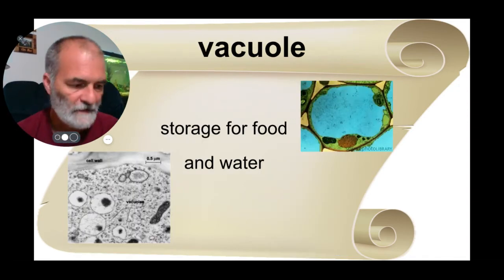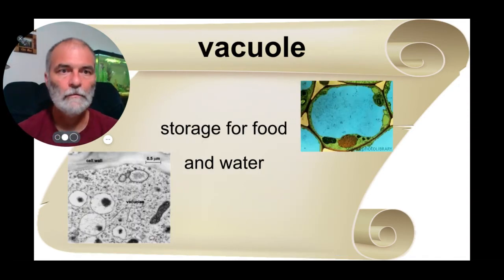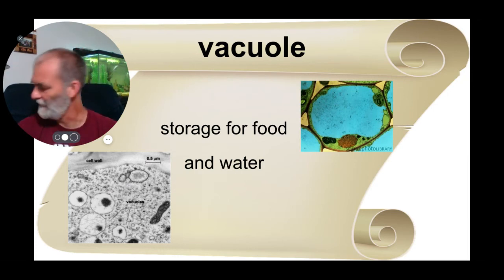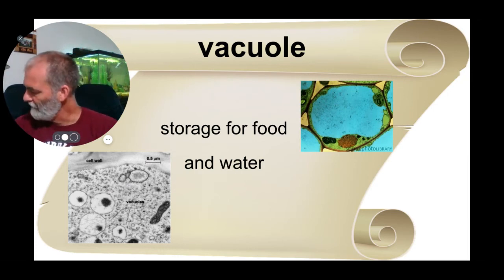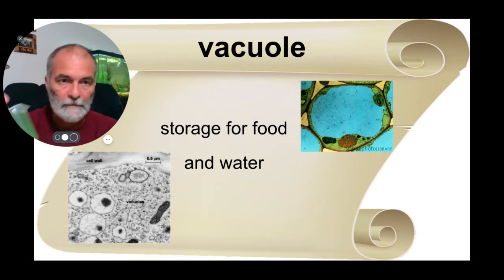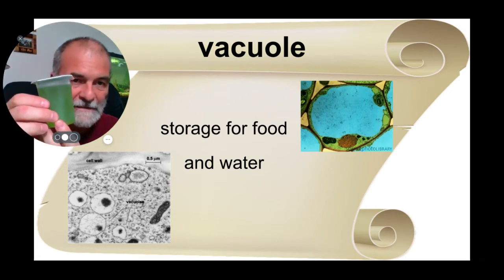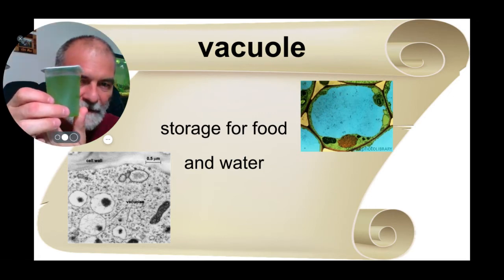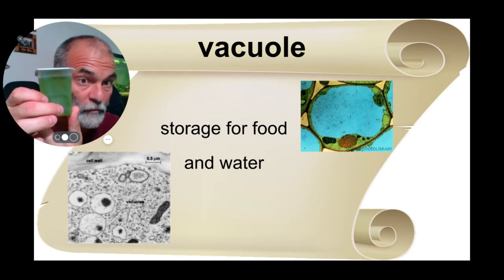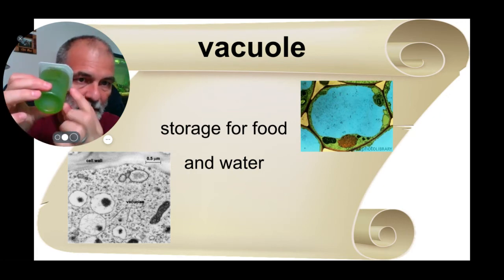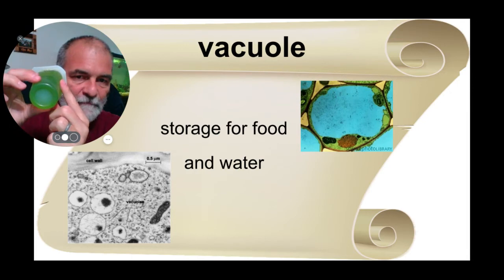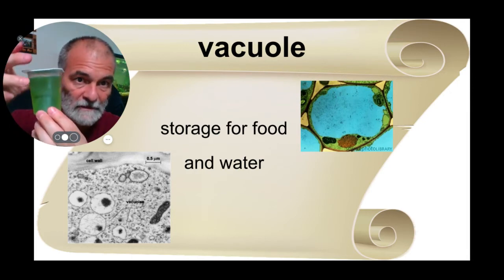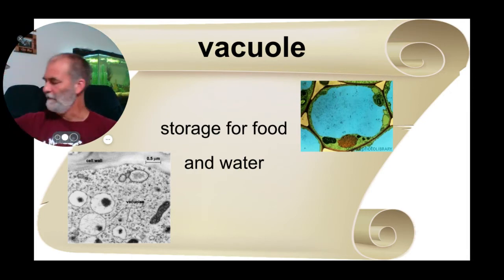Moving along to the next part, we have the vacuole. The vacuole is the part that holds things. And so I have a little container here that would be like a vacuole. It's got stuff in it, and it can be water, it can be food, it can be wastes sometimes inside the vacuole. Plants have bigger vacuoles than animals do because they need to have water in them so they can carry out photosynthesis.